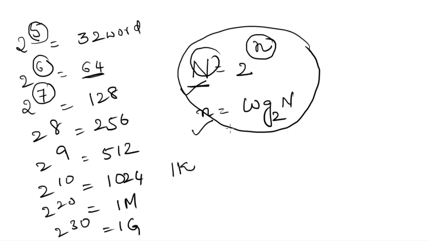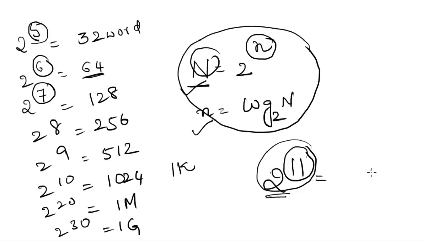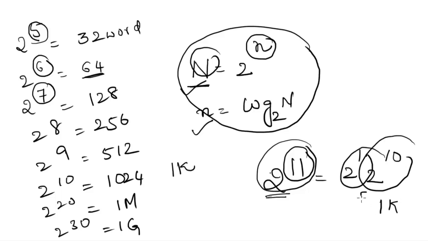I will tell you the shortcuts: if one is given, how to find out the other. Suppose they have given 2 power 11. 2 power 11 can be split as 2 power 10 times 2 power 1. So 2 power 10 is nothing but 1k, and 2 means 2k. The total memory size will be 2k.